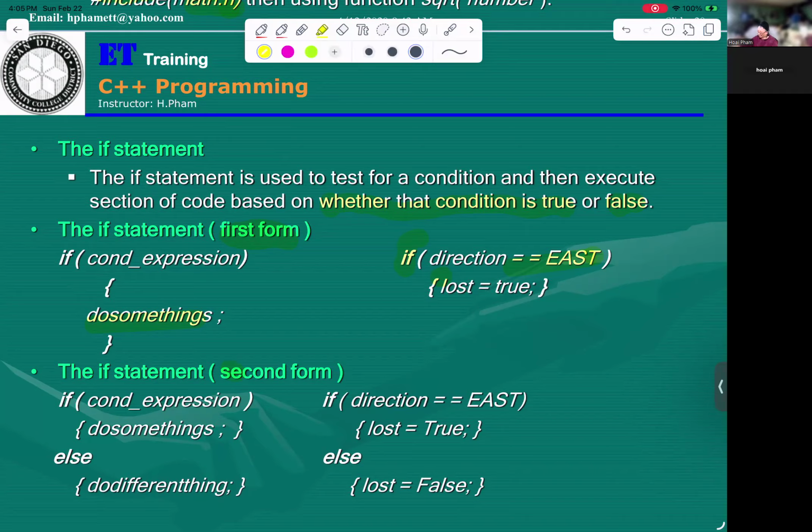Now, second form for the if: if condition expression, do something, else, you do a different thing. For example, if direction equal to east, okay, if go to the east, you say lost equal to 2, else lost equal 4. Right or wrong, okay?